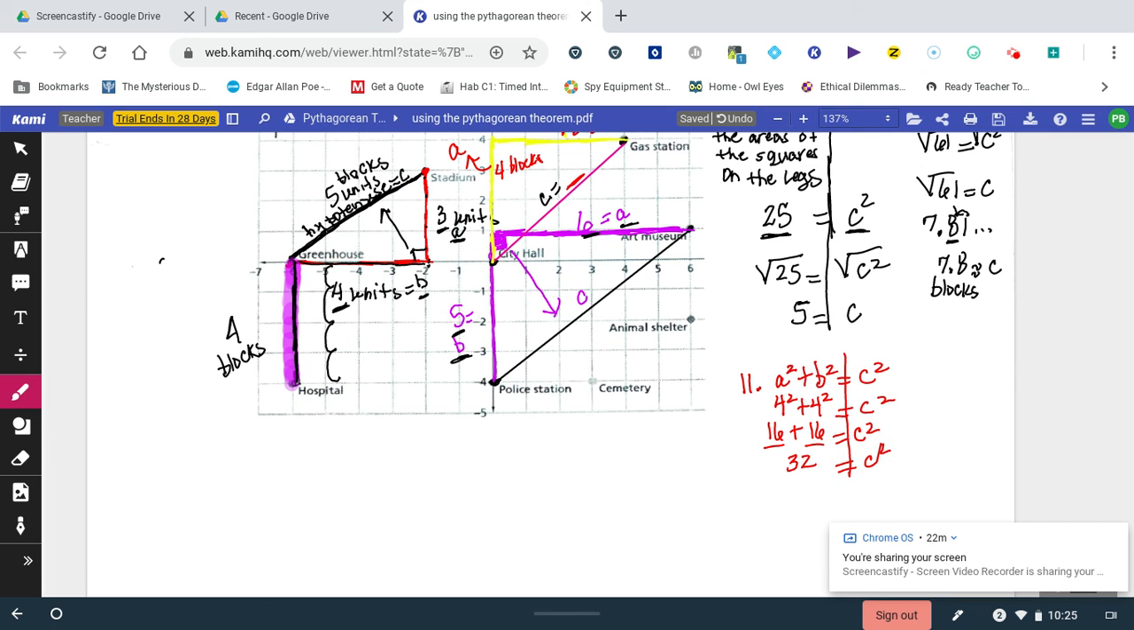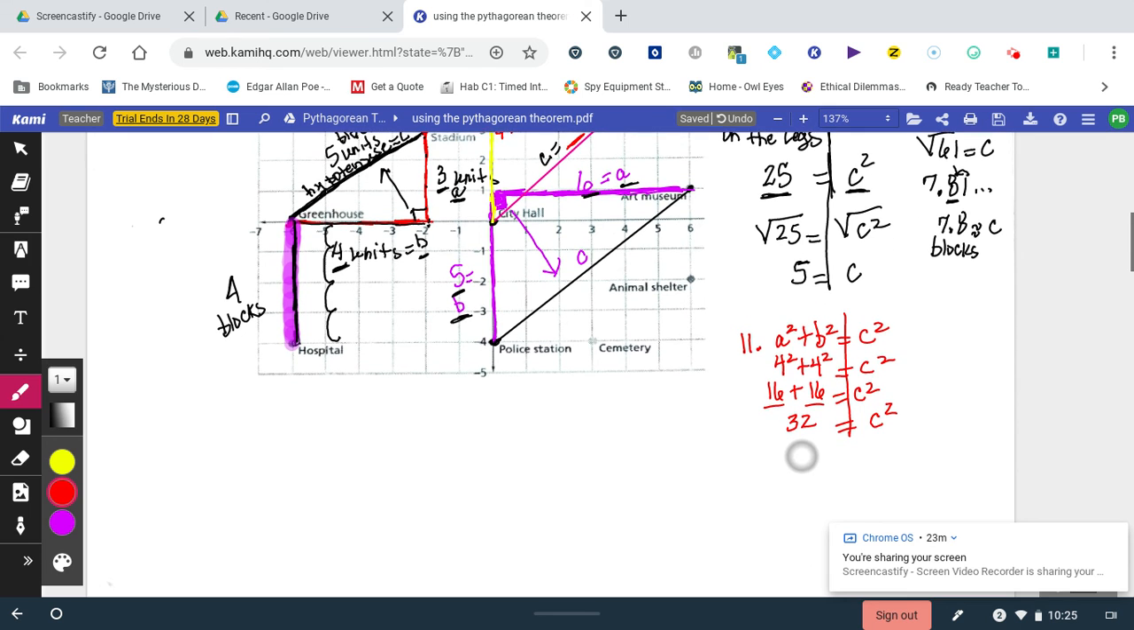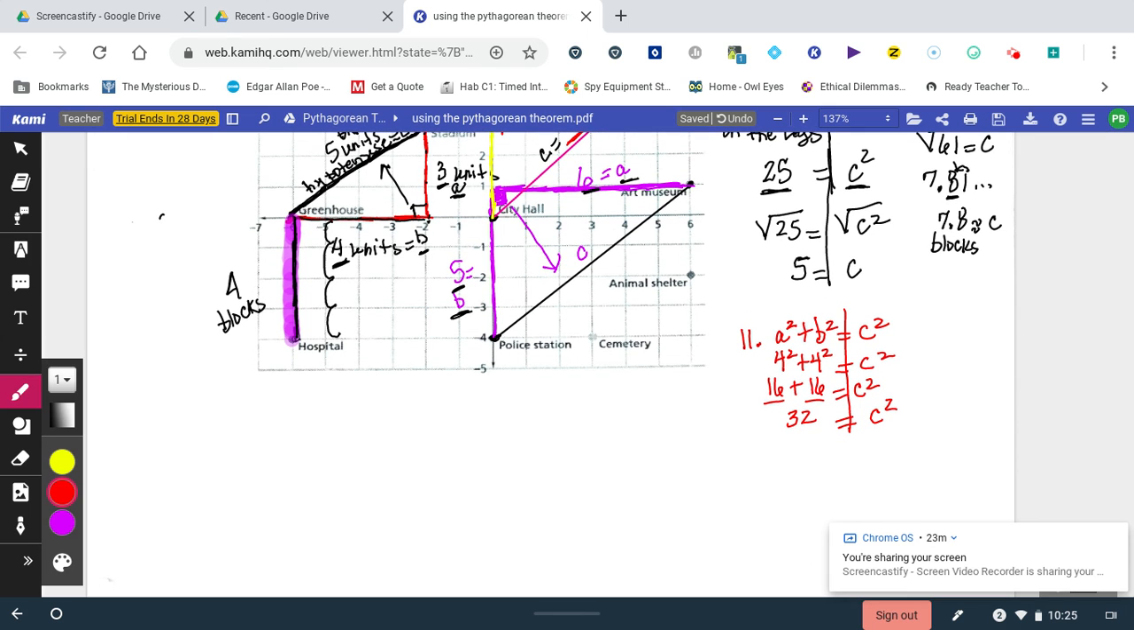But I don't want the square that I would draw on C, so I don't want C squared. C squared represents the area of the square that I would draw on C. I only want the side length. So to find the side length of C, I take the square root. But to make your equation stay balanced, take the square root of both sides.